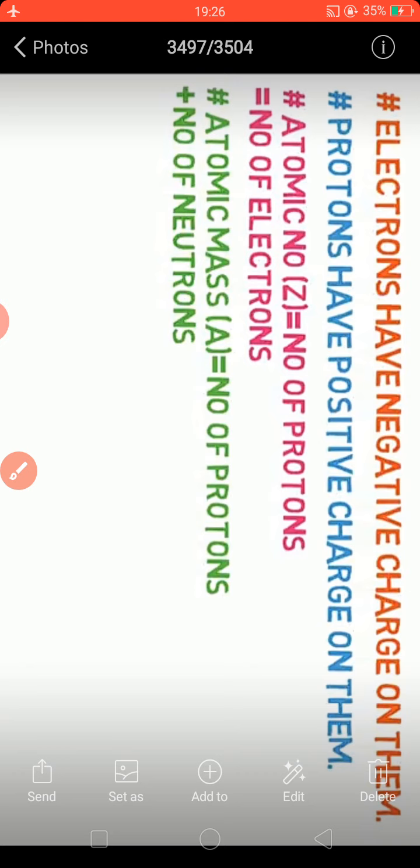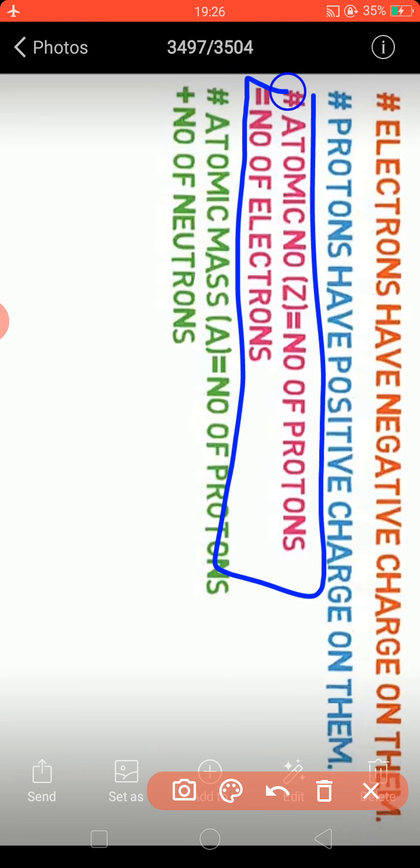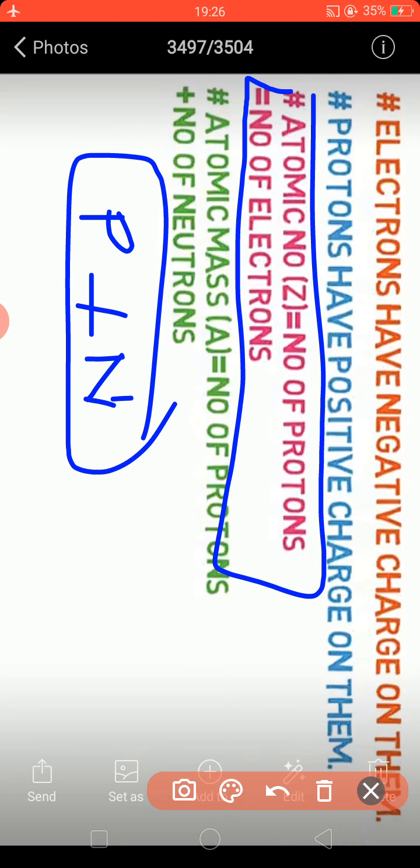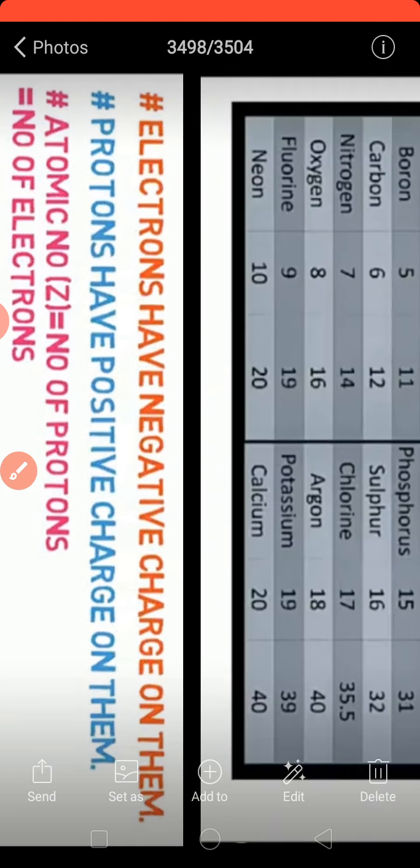I think it is very clear to all of you now what atomic number is. Atomic number is the number of protons and the number of electrons, that is what you call atomic number, and atomic mass is the sum of protons plus neutrons. So this is your atomic mass and your atomic number. Moving to the next page now.